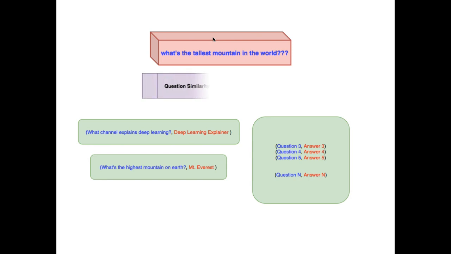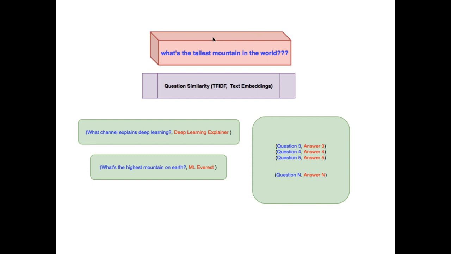Then you use the question similarity algorithm to find the most similar question. And when the question is similar, then the answer should be correct, right? So in this case, if your algorithm is good, then you should select the what's the highest mountain on Earth.